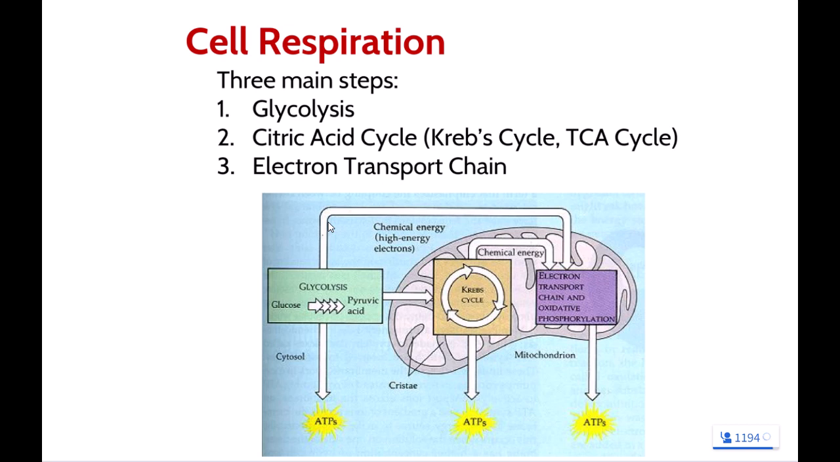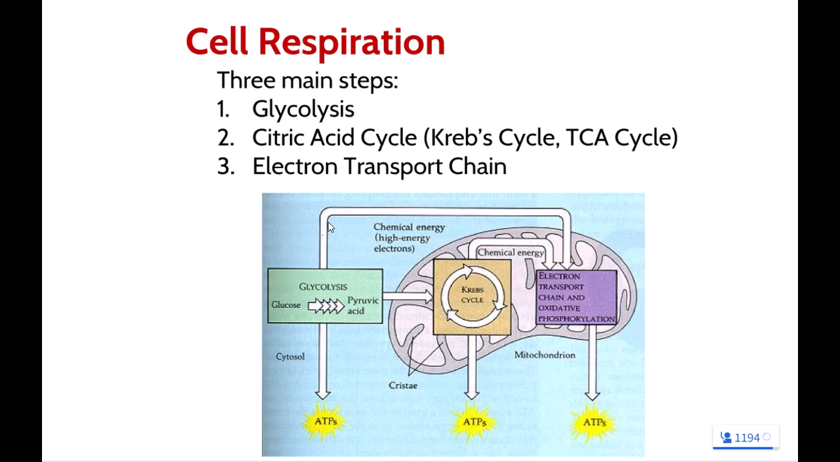These are the 3 main parts of cellular respiration. As we look at these 3 main parts, glycolysis takes place in the cytosol, and then the citric acid cycle and the electron transport chain take place in the mitochondria. If you think back to Monday of this week when we talked about organelles of the cell, we mentioned how the mitochondria is the powerhouse of the cell. Its primary function is to make ATP.